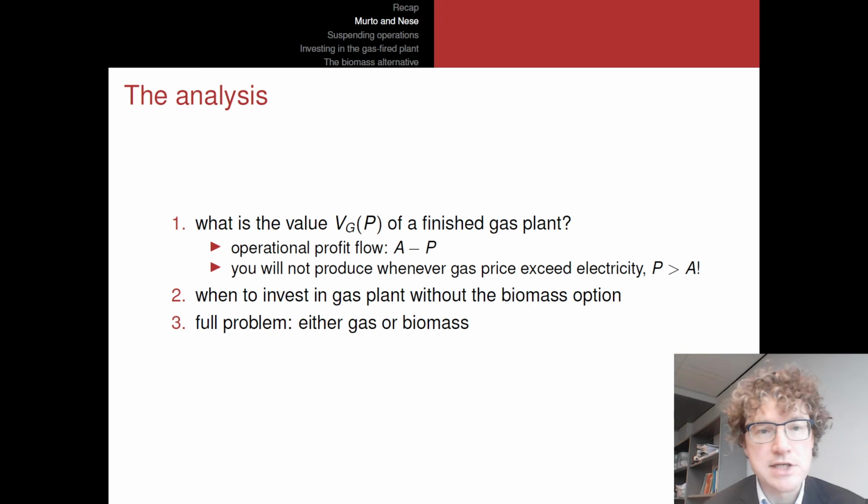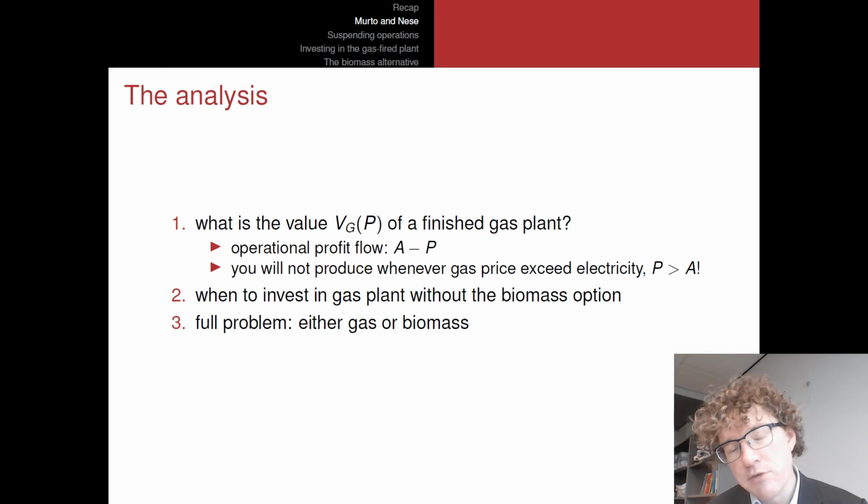So what will the analysis now look like? Well, first we have to figure out the value of having a finished gas plant. Once we make this investment in the gas plant, we get a gas-fired plant. What's that worth? It's going to be close to what we did before, close to this growing perpetuity kind of value. But we're going to adapt this a little bit because we have to recognize what your operational profits are going to look like.